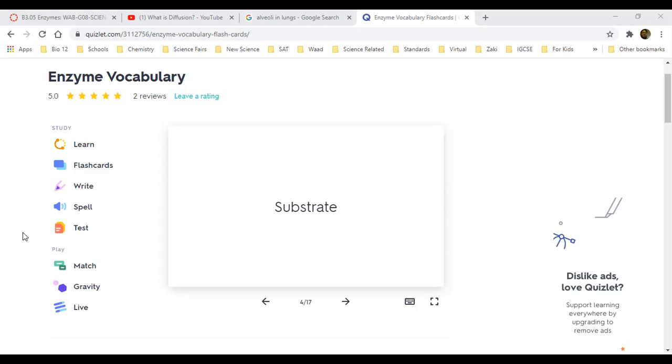Yes, mister. What was the question? What is a substrate? The molecule that the enzyme breaks. Exactly. Perfect answer. Well done. Full marks for Basim. Good job. It is the molecule on which the enzyme is going to act. It's called a substrate. So let's check the definition.